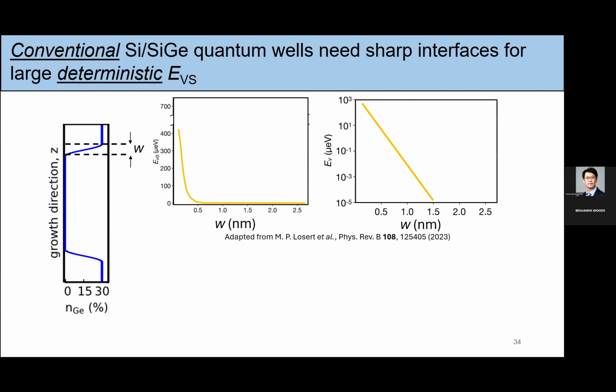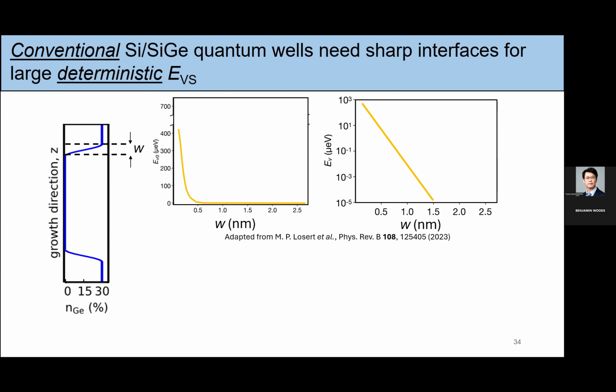This is a profile of the germanium concentration as a function of the growth direction distance in a quantum well. Here, this would be the region where there's no germanium. It's just pure silicon, right? And this is where normally the electrons will live. And then there are the barrier regions made of 30% germanium. Of course, there'll be an interface that interpolates between those two values, and this interface has some characteristic width that we can parameterize by a length W.